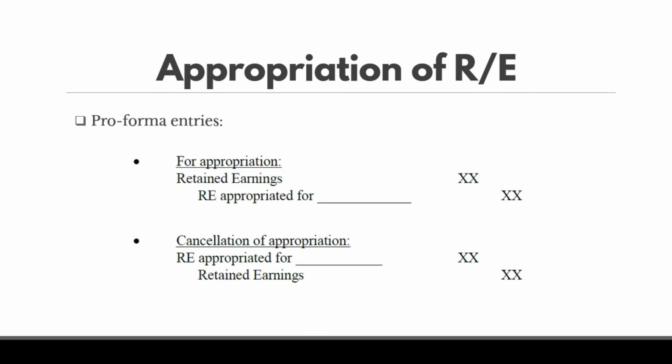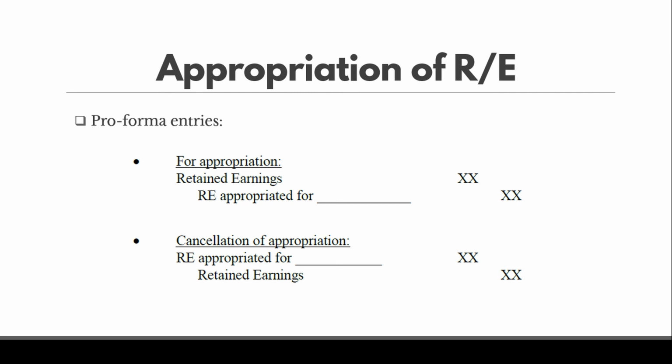Now, how do we appropriate retained earnings? So simply lamang po, we will just debit retained earnings. So the retained earnings account is understood to be unappropriated kapag ka retained earnings lang. So, i-credit naman natin yung retained earnings appropriated for kung anumang purpose yon. So, if that would be plant expansion, that would be credit retained earnings appropriated for plant expansion. So, kung magkano yung amount, yun lang charge natin dyan.